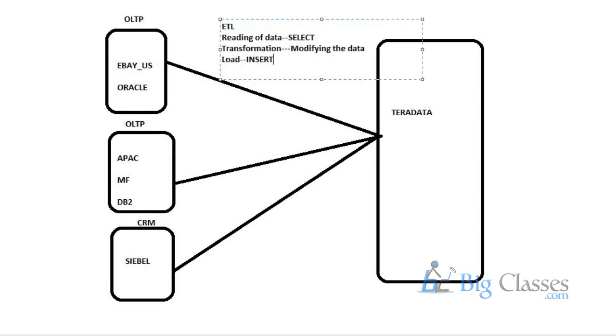That is nothing but using DML statements: insert, update, and delete. So you're going to read the data from your OLTP application, transform it to the required format, and then load the data into the data warehouse. That is what your ETL tool does.